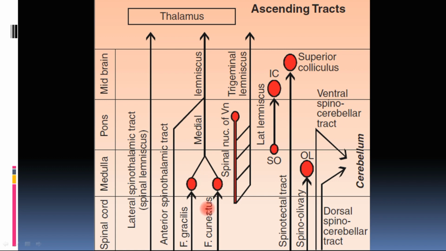So when they are traveling in the spinal cord, they are carrying the sensation of the same side of the body, whereas the spinothalamic tract crosses to the opposite side in the spinal cord itself, not in the medulla. That is why, when it is ascending in the spinal cord, it is carrying the sensation of the opposite side of the body, not the same side of the body, as in the case of the dorsal column medial lemniscus pathway.